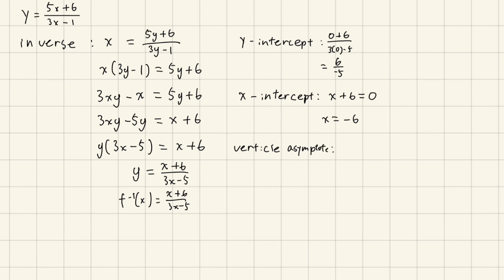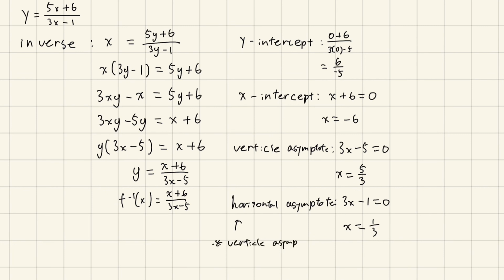Asymptotes occur when there are no defined values for a function. Therefore, a vertical asymptote will be located when the denominator of a function is 0, in this case at x equals 5 over 3, since a fraction with 0 as its denominator is undefined. We can also find a horizontal asymptote if the original function had a vertical asymptote, in this case 1 over 3.